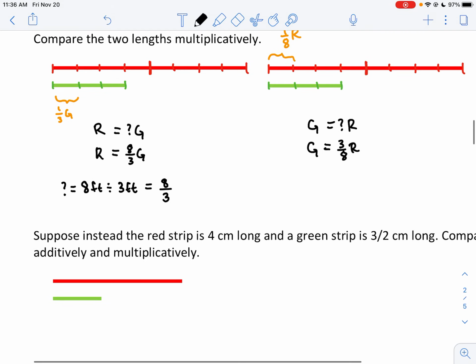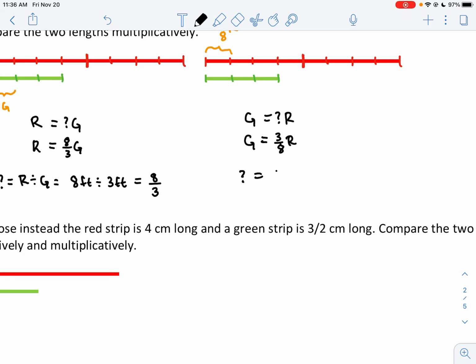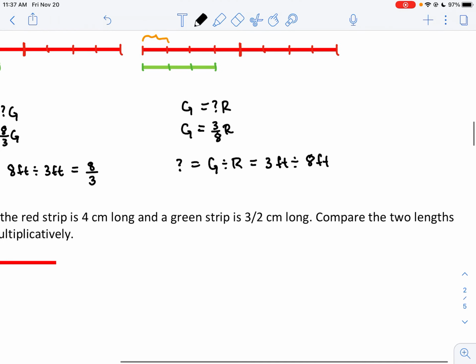And if I want to do the reverse comparison, if I want to know g in terms of r, then I'd take the green length. I would do r divided by g in this case. In this case over here, I would do g divided by r. This would tell me how long g is in terms of r. And the g was 3 feet. We're going to divide that by the 8 feet. And the feet units don't matter. We get this unitless scale factor of 3/8.